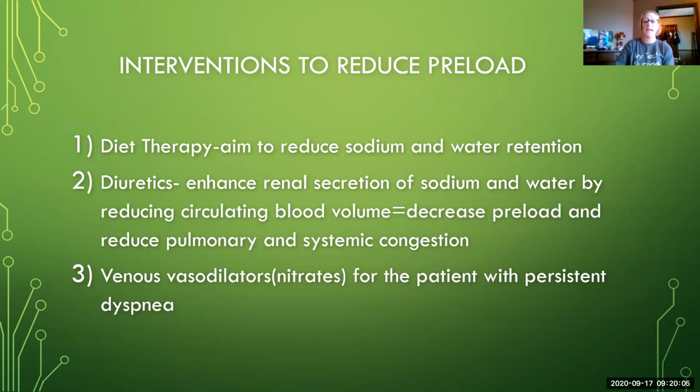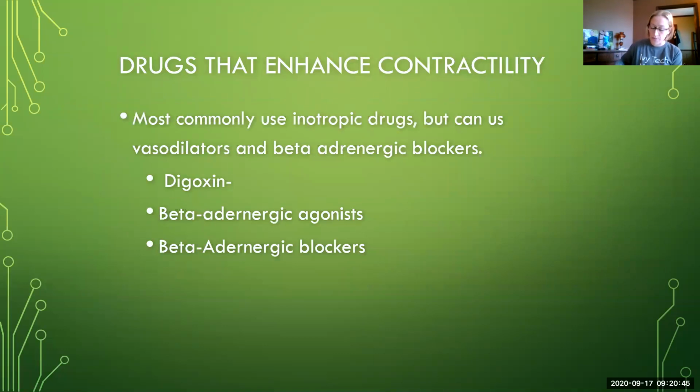Diuretics help enhance our renal secretion of sodium and help reduce the circulating blood volume, which helps decrease our preload and reduce pulmonary and systemic congestion. So we know, again, knowing the difference between our loop diuretics, our potassium wasting, and our potassium sparing diuretics, so like spironolactone is our potassium sparing. So just educating the patients on that with their diet therapy, as far as what type of diuretics they're on as well. And then we have our nitrates, our venous vasodilators, also helps, again, with that pulmonary congestion and dyspnea, because it helps decrease our preload.